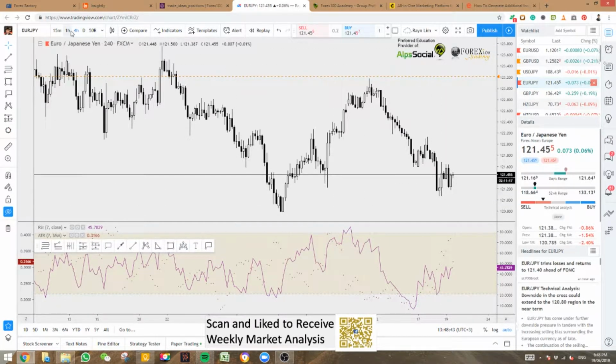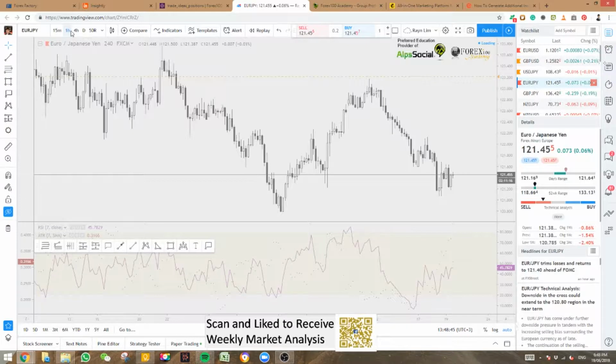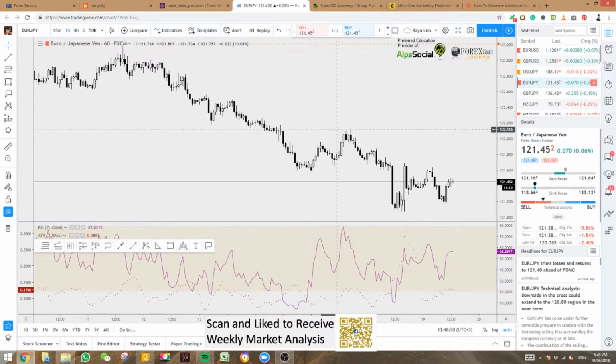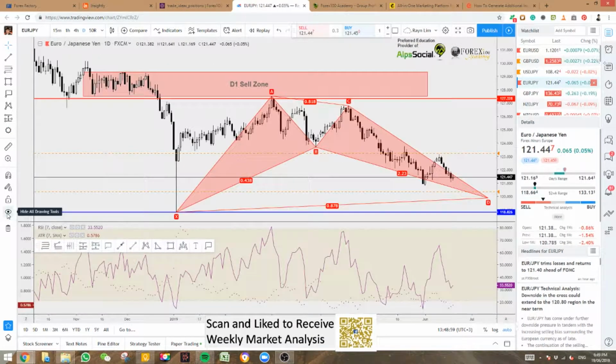Alright, to the 1-hour chart. On the 1-hour chart, we can see market came down, went back up, came down. Could be a better entry. So back to the daily chart. Okay, over here at 119.87, looking for a buying opportunity on Euro Yen. Alright, so I already set my alert on that on the 4-hour chart.